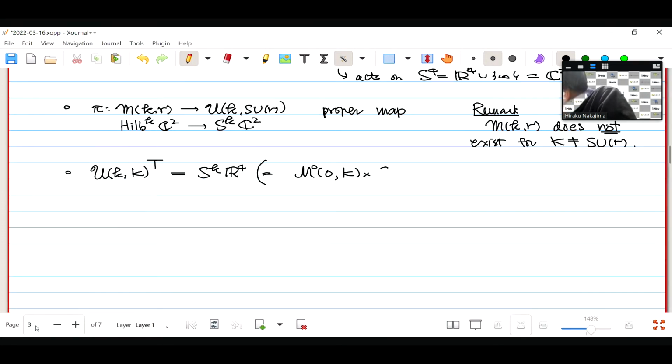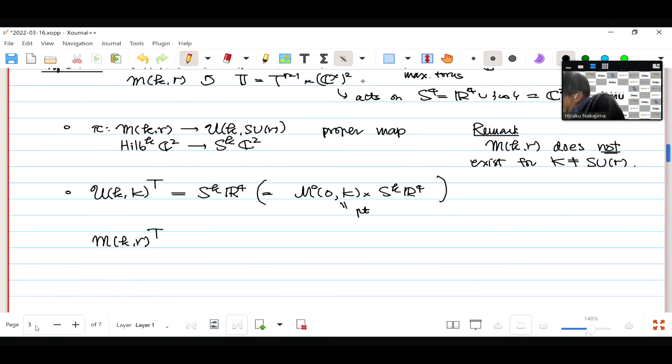This is not. But if the instanton charge is 0, then this is just a single point. So I omit this point. Okay. And M(K, R) of T is more interesting.